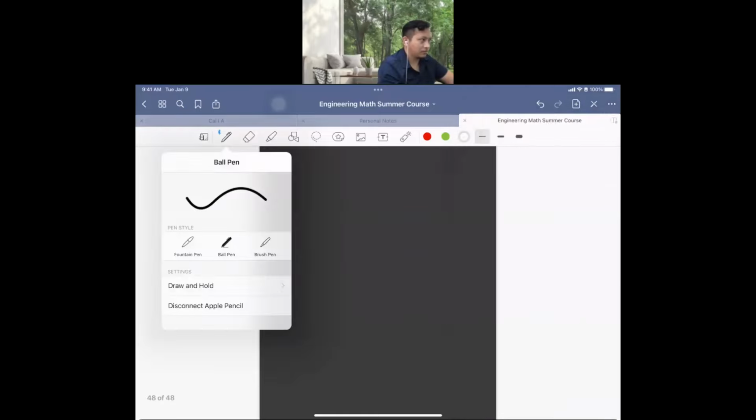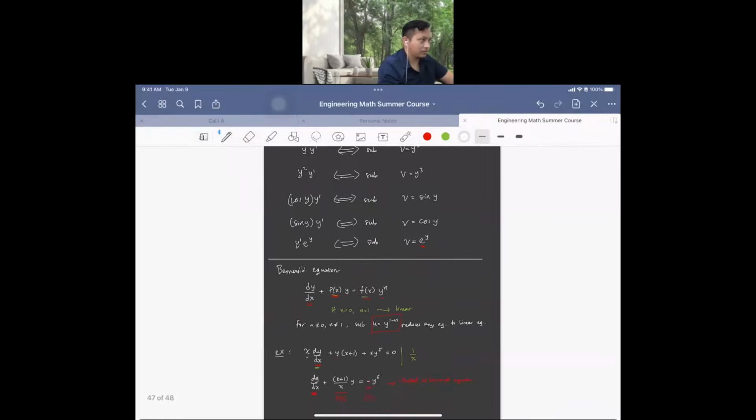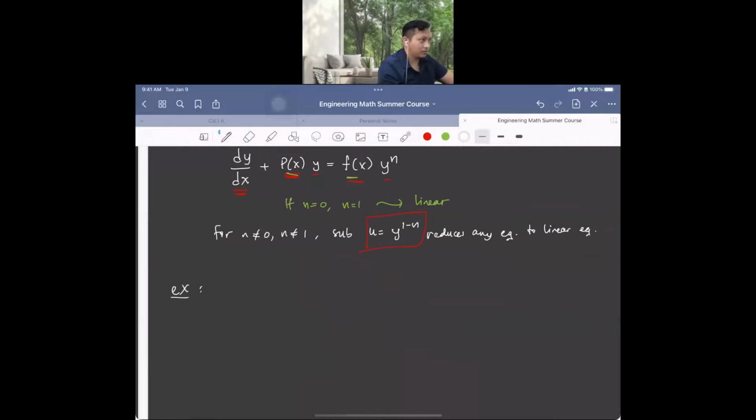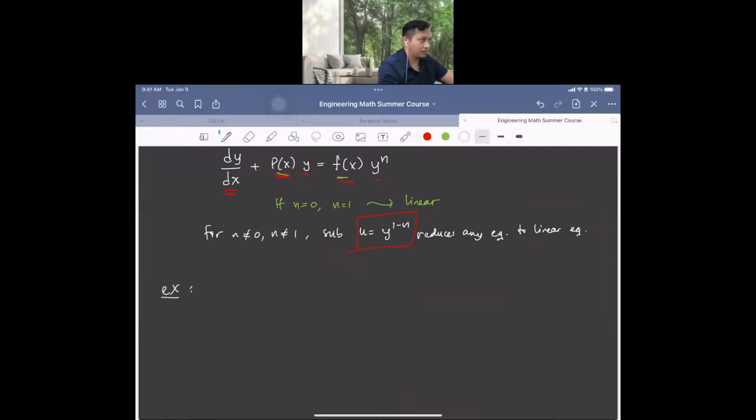Just clear the page. Okay, let me just change the equations. This is not really an ideal way to introduce the Bernoulli equations. It's too complicated. Yeah, let me give you the easiest one first. Okay, I think this is better.